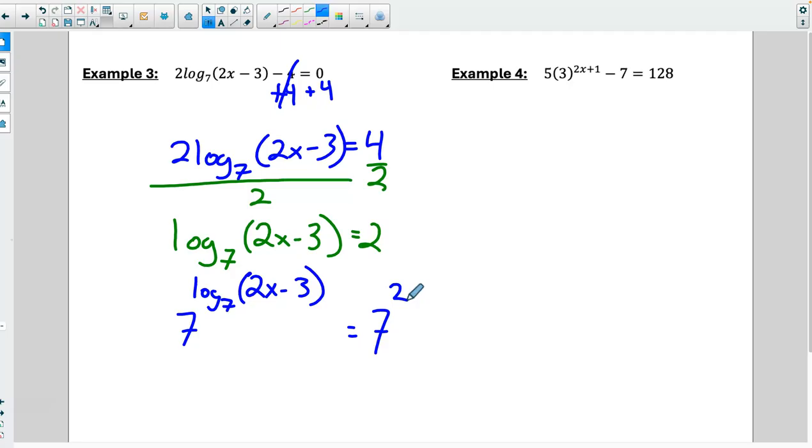So we cancel. And I'll wait just a little bit so you can write and catch up. So I cancel this, and I'm left with 2x minus 3 equals 49. So notice the inverse operations we had. This was an inverse operation. That was an inverse operation. This is an inverse operation. We just had 3 inverse operations.